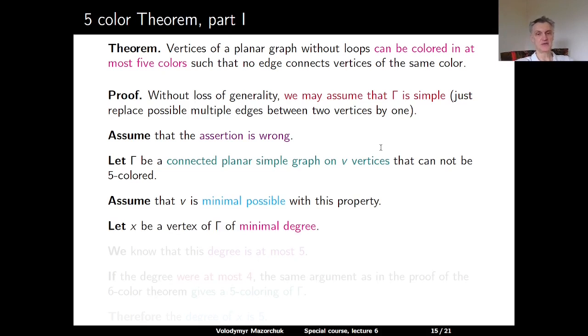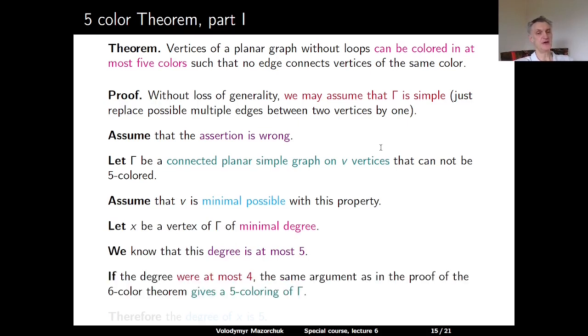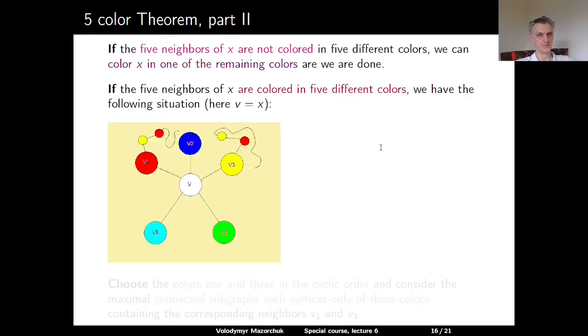Let X be a vertex of gamma of minimal degree. We know that this degree is at most 5. If the degree were at most 4, then exactly the same arguments as in the previous proof, in the proof of the 6-color theorem, give us a 5-coloring for gamma. So this is not possible. This means that the degree of X is exactly 5. Now let us look at the 5 neighbors of X, and they must be colored in 5 different colors, because otherwise we can do the same argument as before.